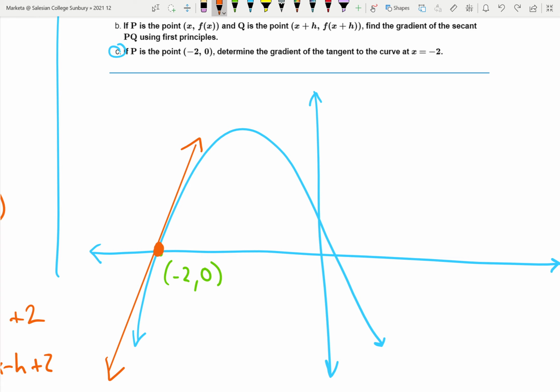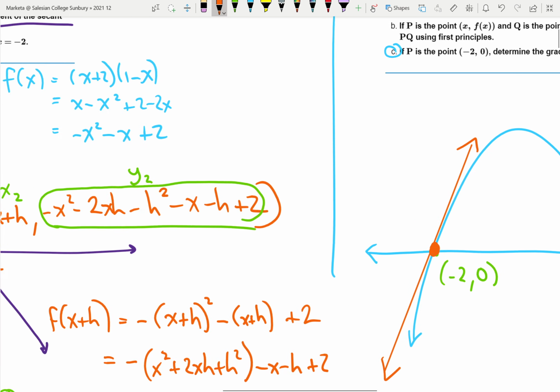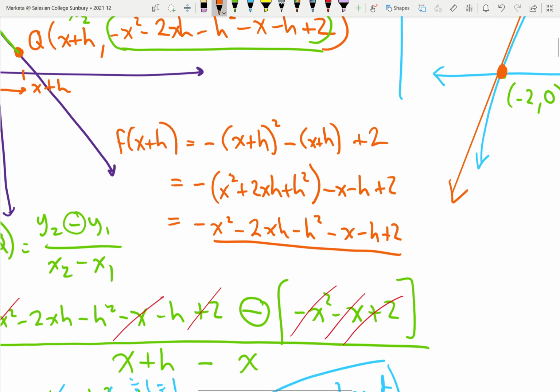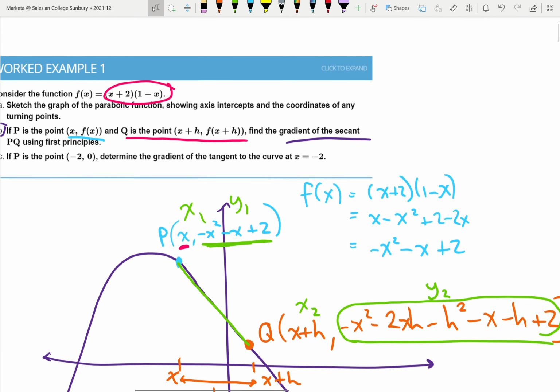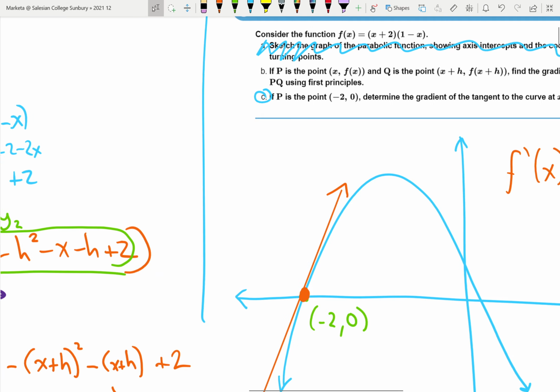So what we now need to do is say, well, if x is negative 2, then we want to know the tangent at that point, and we can use our f dash of x equals, what did it equal? Neg 2x minus h minus 1.